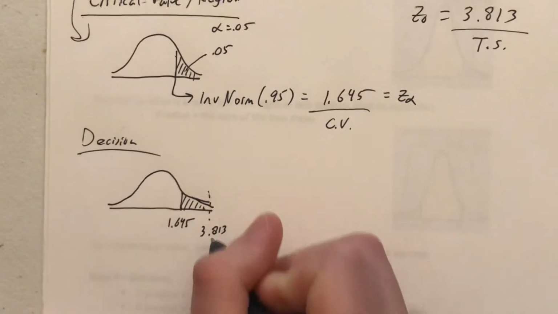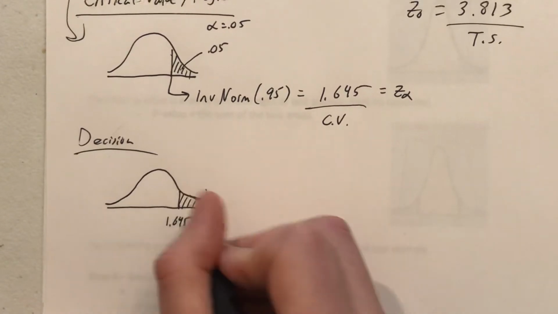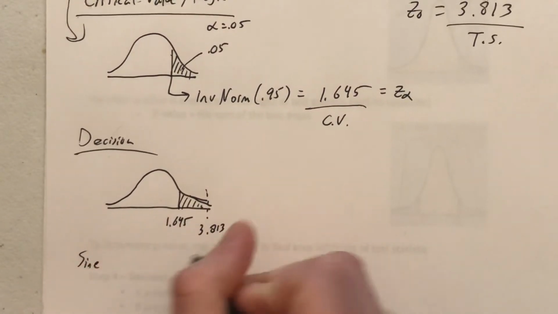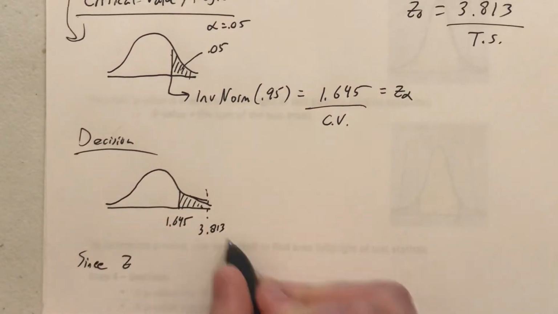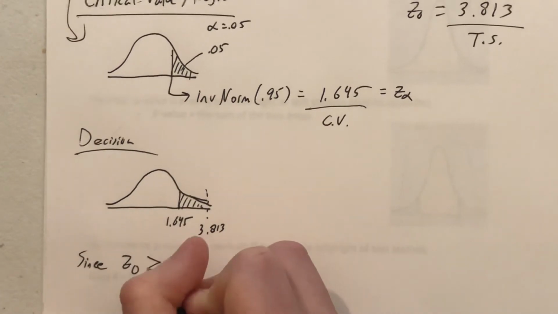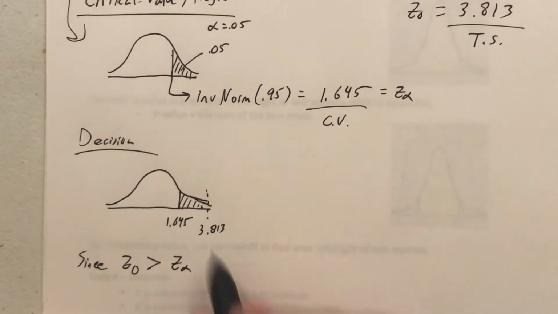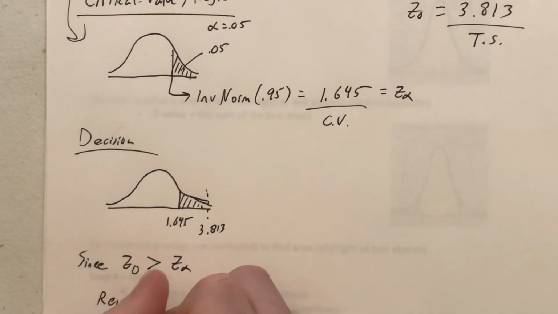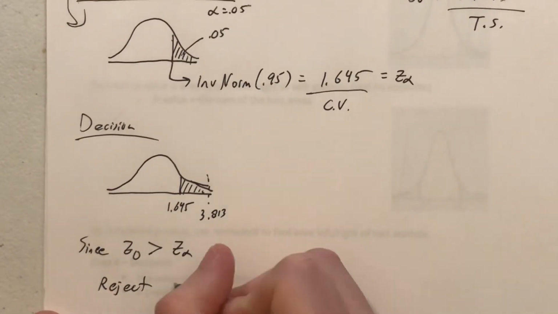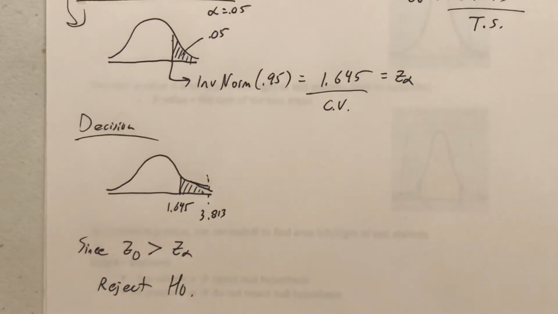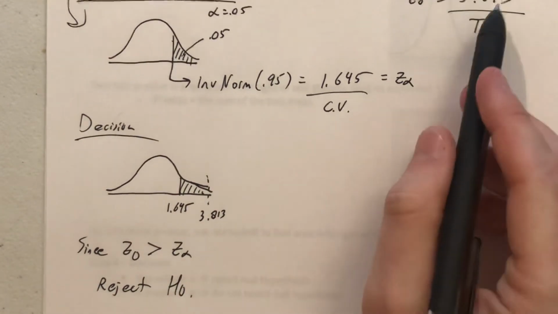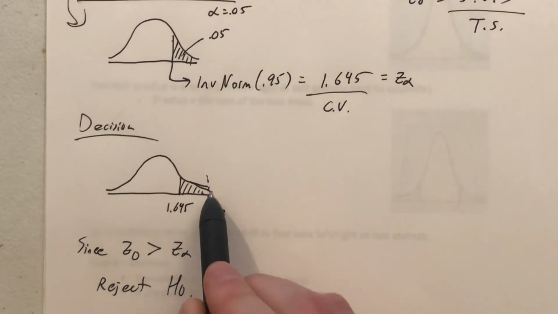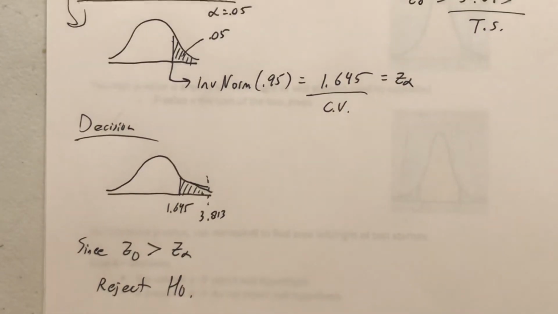So since our test statistic is in the rejection region, since the z naught is greater than the z alpha in this case, bigger, larger, we're going to reject the null hypothesis. Our test statistic from our sample is in that tail, so we reject. That's how that goes.